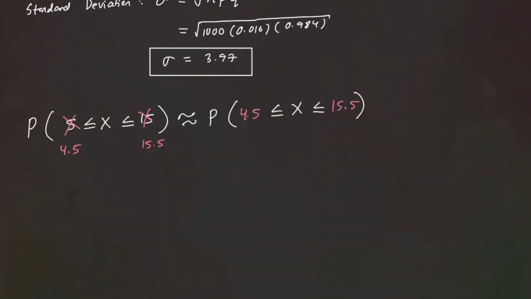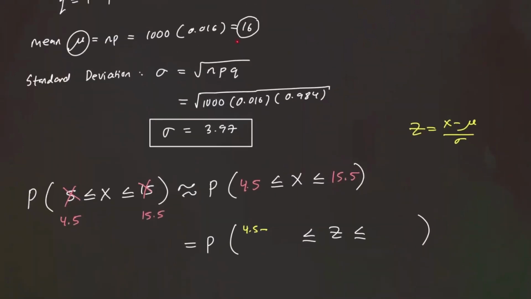So I hope that's making sense. Now let's find the z-scores for each of these. So this is going to be the probability of, now here I'm going to put z instead of x. And for 4.5, remember this formula that z is equal to x minus the mean over sigma. That's how you convert from a normal to a standard normal variable. So our x is 4.5. We're going to subtract the mean. Mean we computed to be 16.